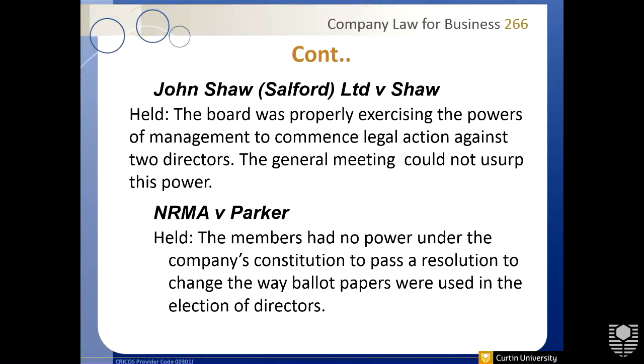Next case is John Shaw and Sons (Salford) Limited v Shaw. This is actually a family business. There were 3 directors who were also shareholders. 2 of them owed the company some money. All right, because they owed the company money, they agreed to resign and also agreed to pay back. And when the company made a request to ask them to pay back, they were unhappy and they refused to pay. So the company then started a legal action against both of them to get the money back.